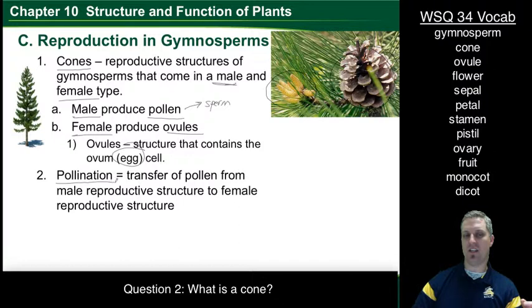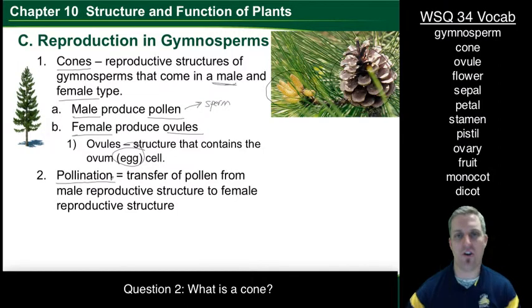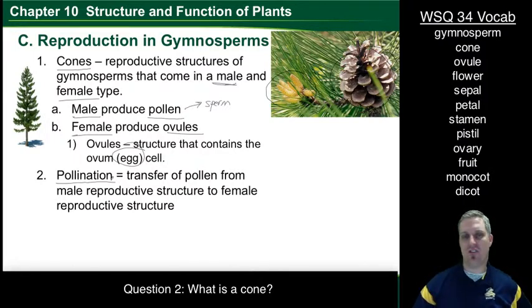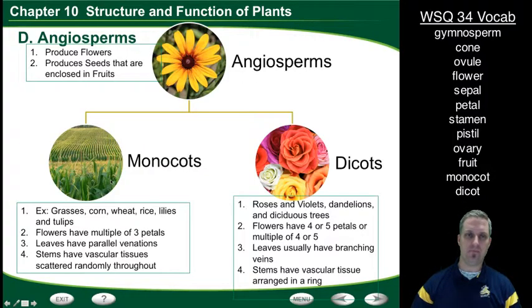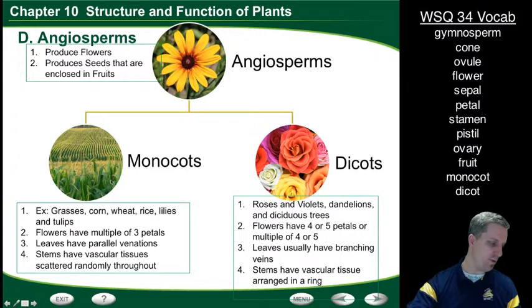And pollination is the process in which pollen gets transferred from the male reproductive structure to the female reproductive structure. And that's the same in all cases, whether it's angiosperms or gymnosperms. You're always going to have pollination. It's the exact same process. Pollination can happen by different organisms. Bees, bugs, wasps, birds, things like that are pollinators. Wind, things like that as well. Let's move on to angiosperms.